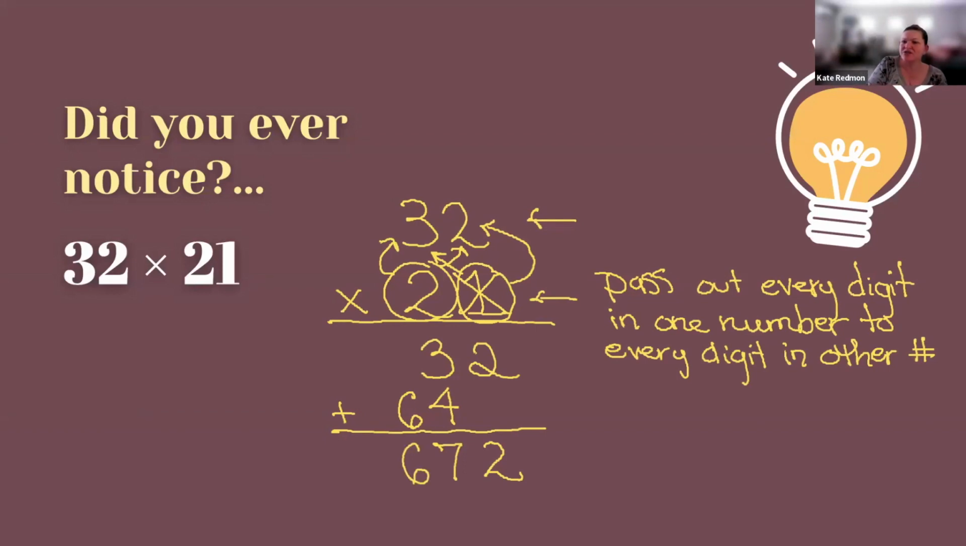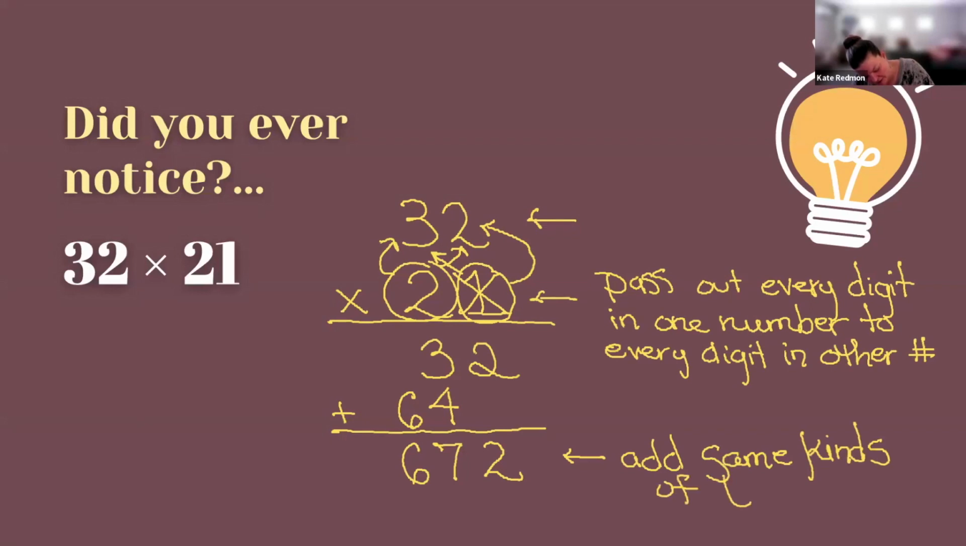And then my final answer was some number of hundreds, 6 hundreds, some number of tens, 7 tens, and some number of ones, 2 ones. I'm going to just say we added the same kinds of things. In this case, and with our plain old regular number, our kinds of things were our place values, tens with tens, hundreds with hundreds, ones with ones. Okay, beautiful. So my argument, Annette, is we are going to do exactly this today.